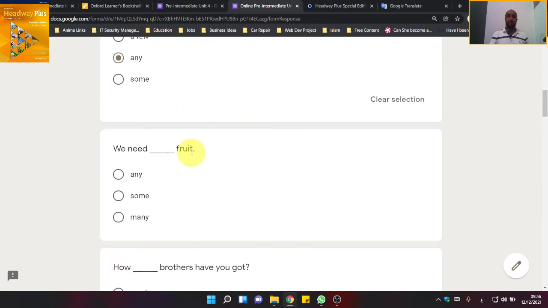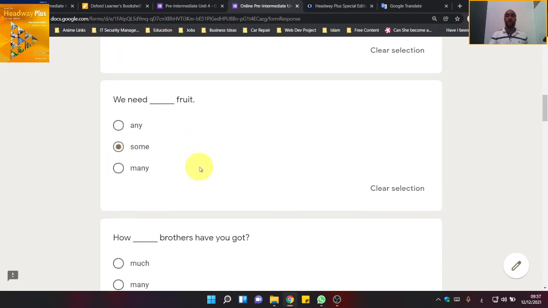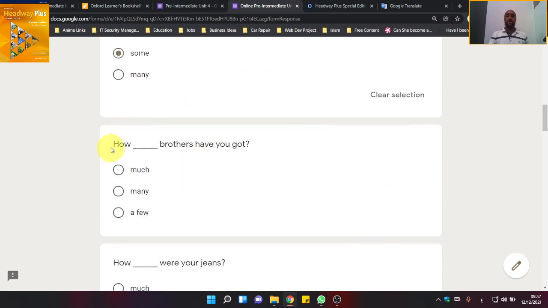Number 3, here it says we need, and then fruit. This is a positive, right? So the positive, we're going to say some. Remember, some, we use it mostly for positive sentences. So we need some fruit. Okay, guys, we need some fruit. Good.